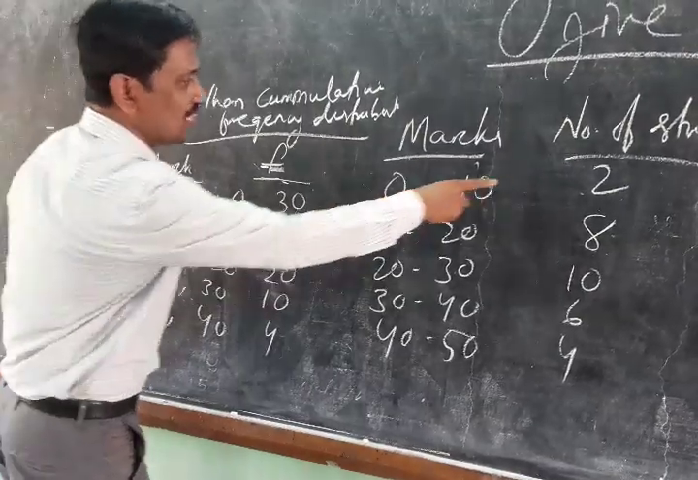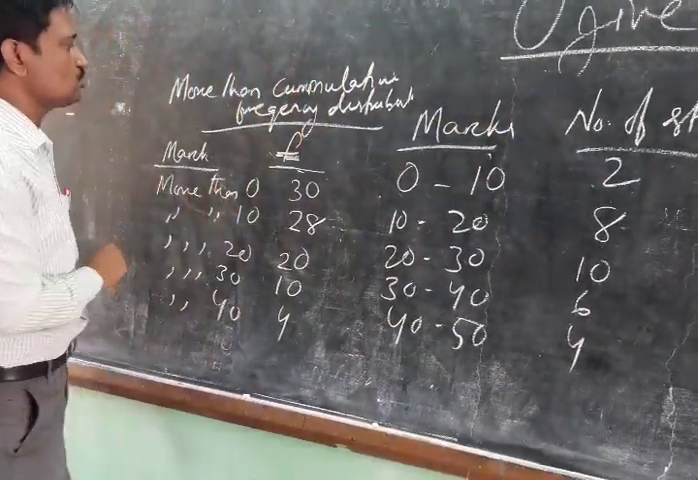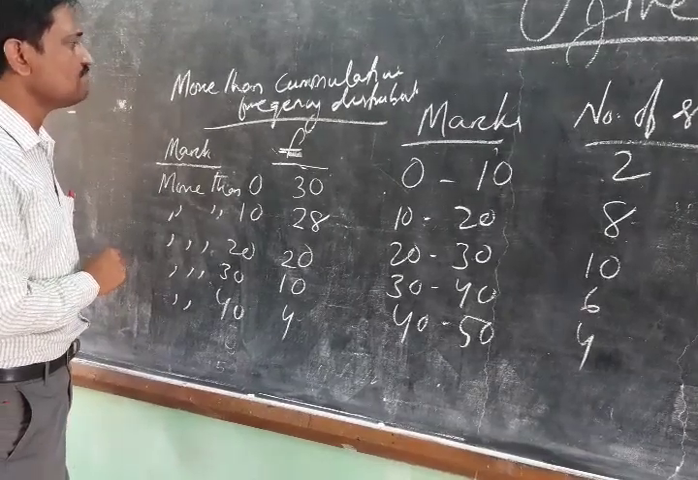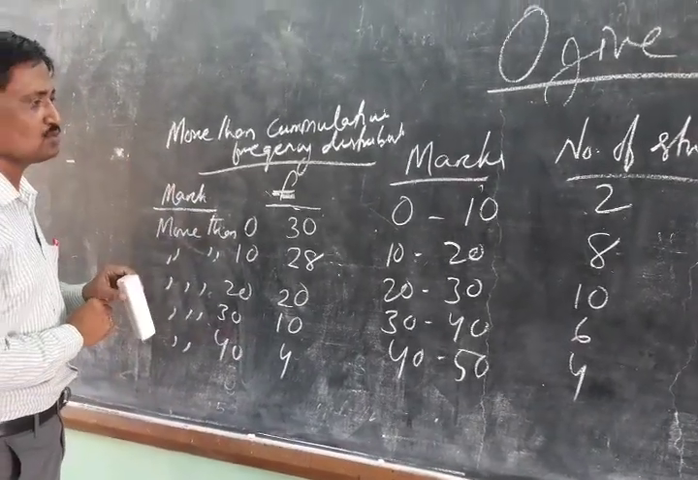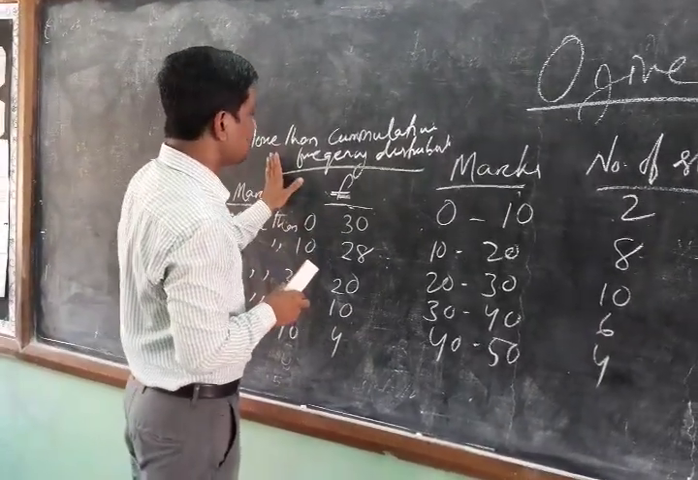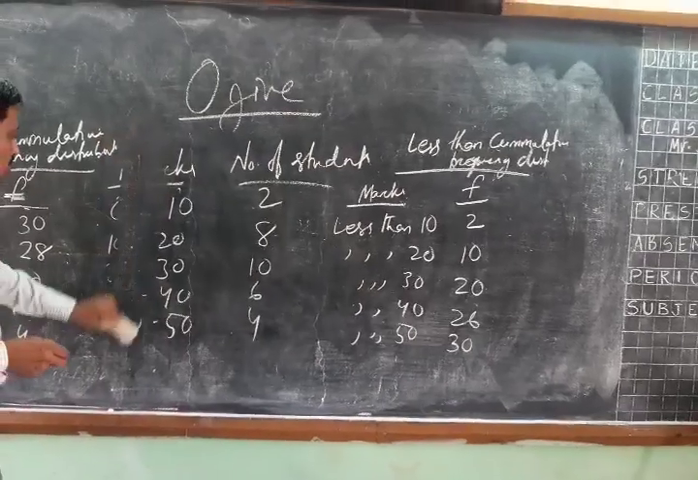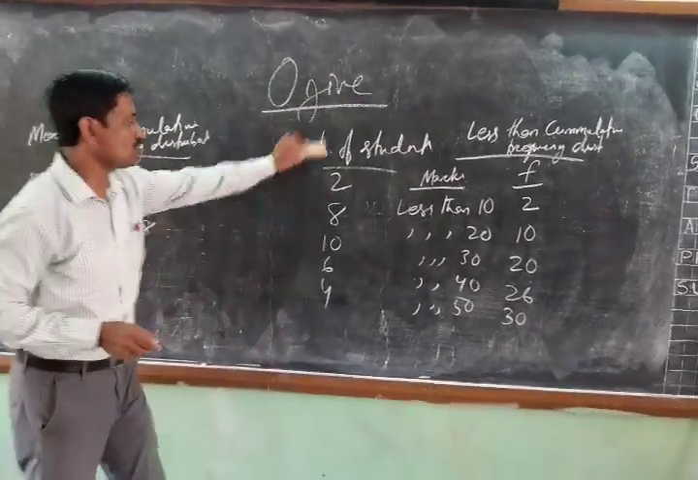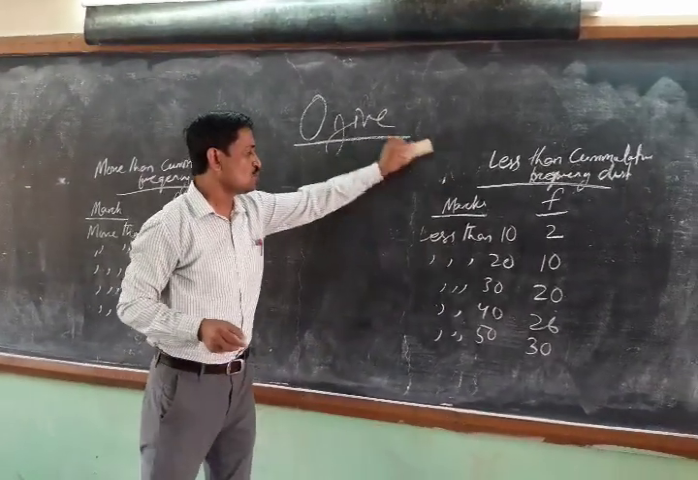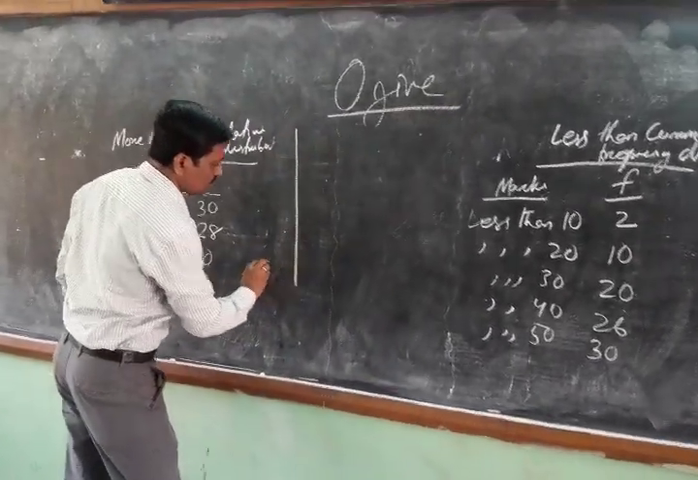Either you can subtract or you can add this. So in this way you are supposed to construct the more than cumulative frequency distributions. After constructing the more than and less than cumulative frequency distributions, you are supposed to construct the ogive. So how do you construct the ogive?